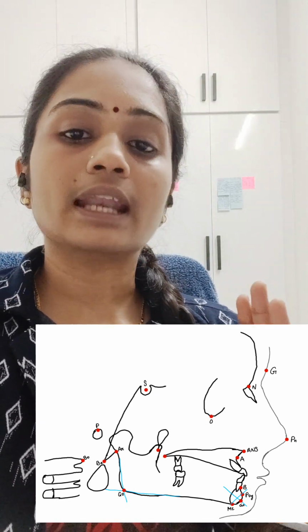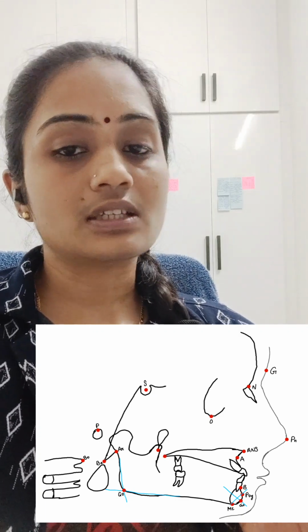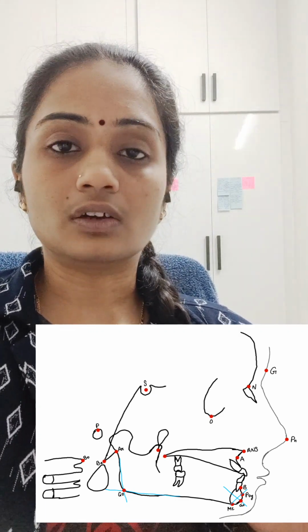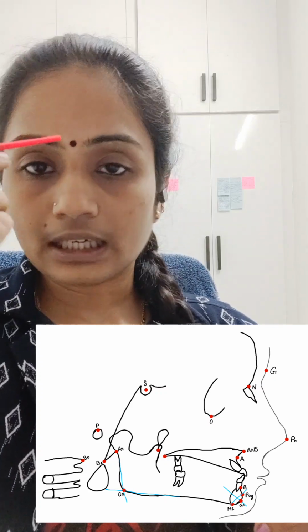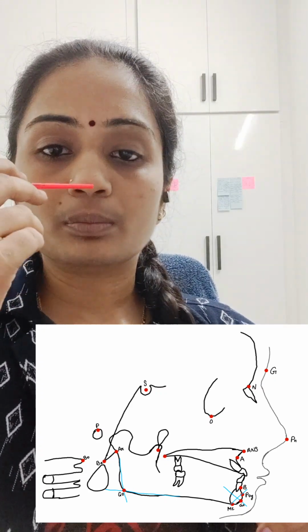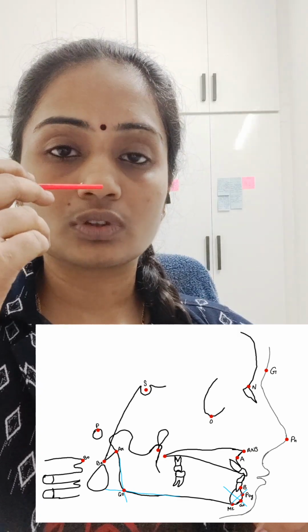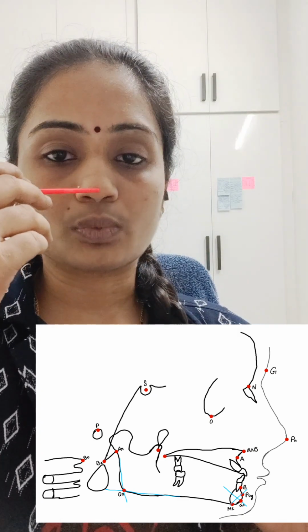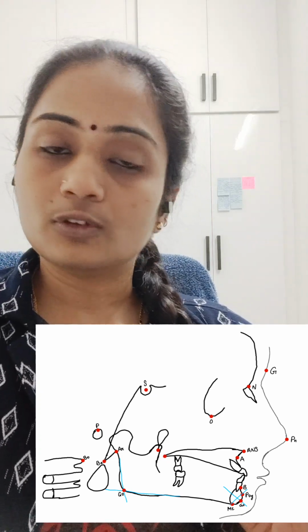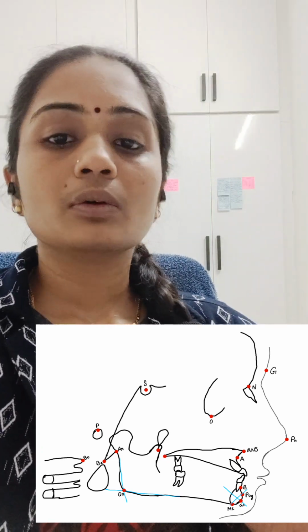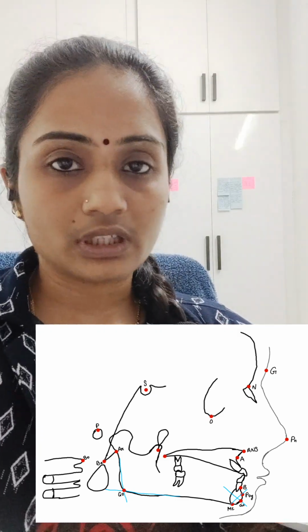These are the landmarks on the skull, that is, the hard tissue. There are a few soft tissue landmarks also, like glabella here, and the pronasale, the most anterior part on the soft tissue of the nose. Like that there are a few soft tissue landmarks also, but we don't need that much. Hard tissue landmarks are more than enough.